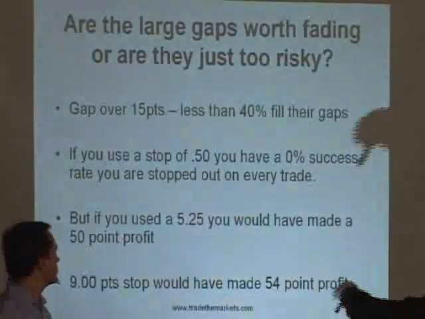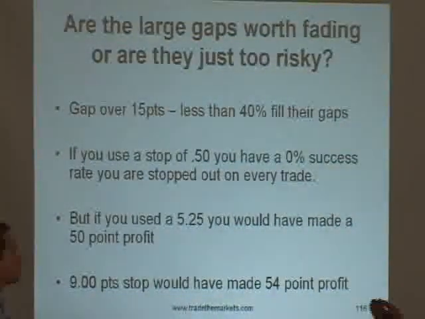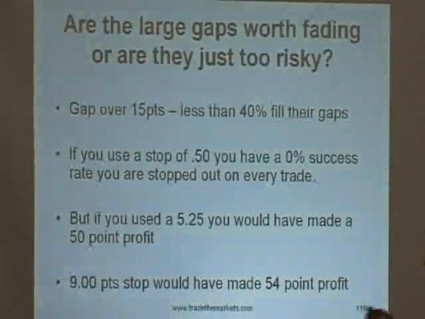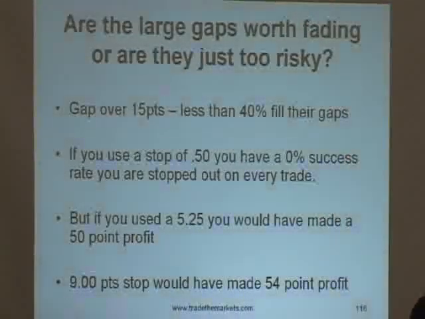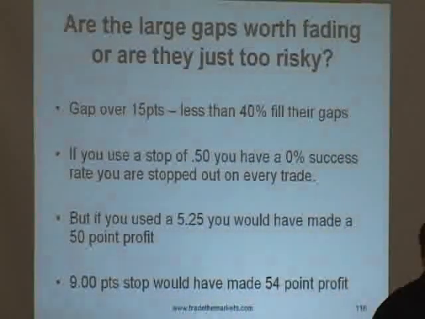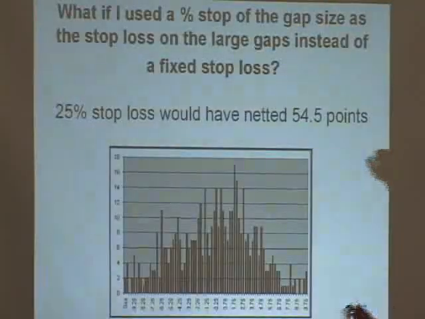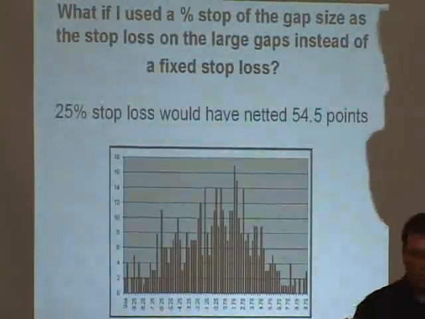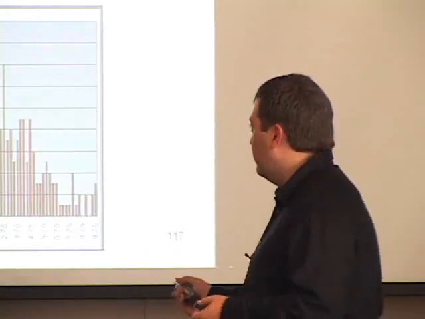Are the large gaps worth fading, or are they just too risky to take? All this is showing is that I optimized the data so that you could see what the optimization was. If you use a half point stop on the S&P on that data series, you got stopped out every time. If you use the optimal one for that data series, I think it was a 25% stop. I do not condone or like optimization curve fitting. I think it's bogus, but I know some people like to crunch numbers, so there they are.